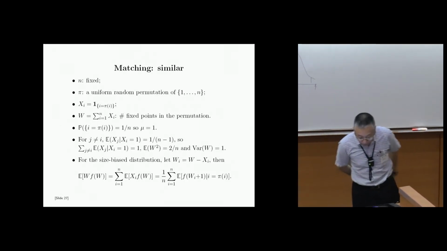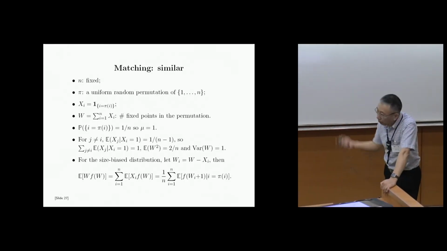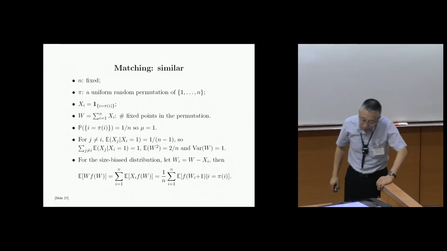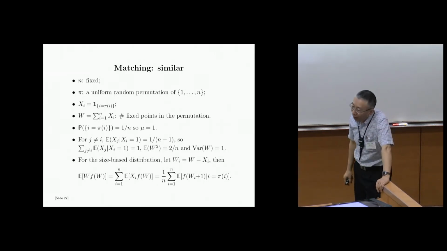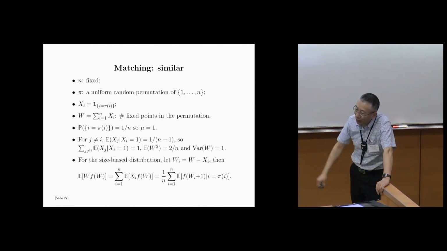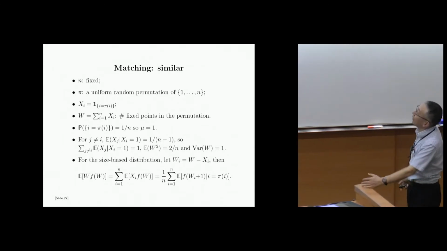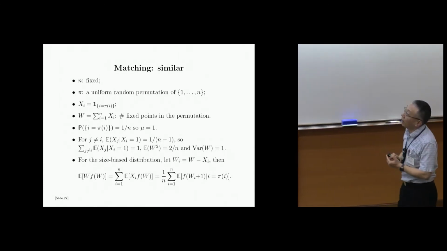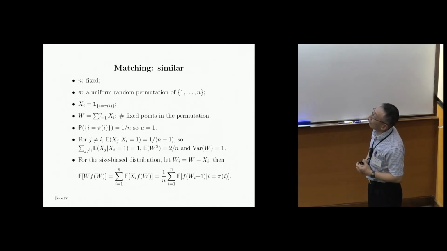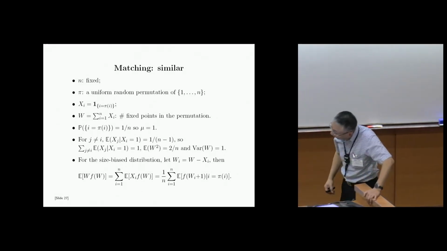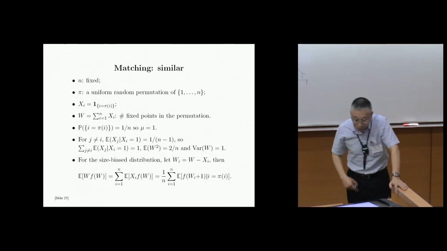The matching is you fix this I, then you randomly permute these integers 1 to I, and then you look at how many of them are not shifted by this random permutation. And then the total number of them is our W in here. We try to look at what the size bias distribution of W is, and I decided to write a bit in here for those people who are not familiar with the size bias distribution, and I think this is a good exercise for how you can do this.